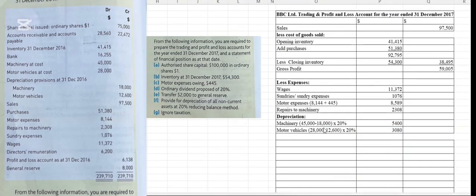Now that we've accounted for the depreciation aspect, there will be a new term introduced to the trading profit and loss account, and it is director's remuneration, which is actually an expense. Director's remuneration refers to the compensation that's paid to the directors of a company for their services, and it includes various forms of payment. It is recorded as an expense in the profit and loss account because it is a business cost.